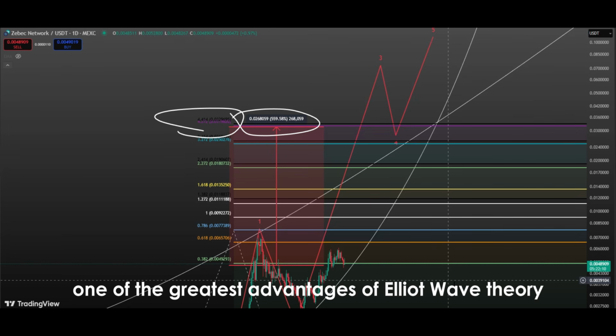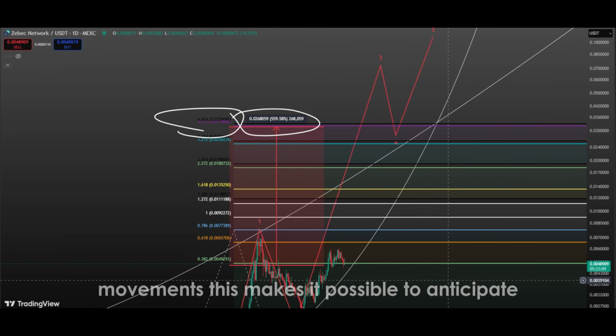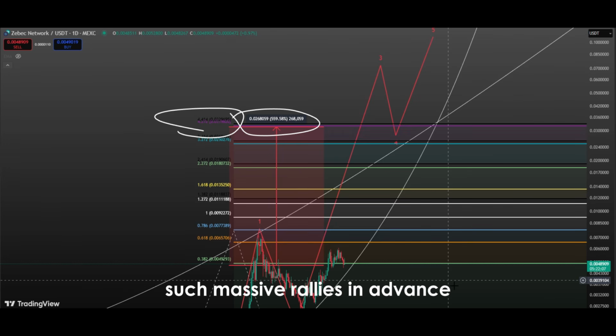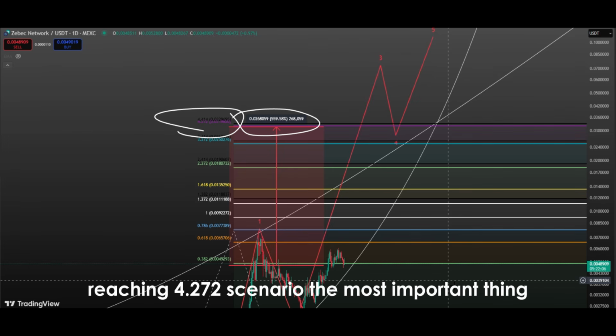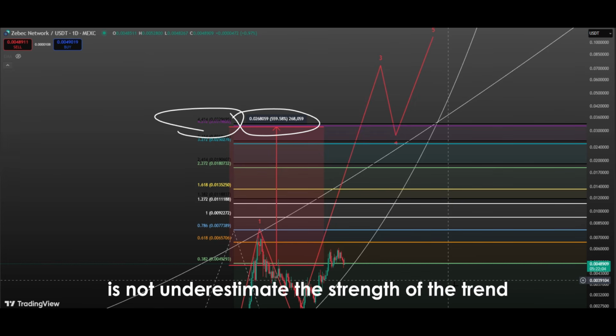One of the greatest advantages of Elliott wave theory is that it helps us understand the structure of price movements. This makes it possible to anticipate such massive rallies in advance and take the right positions. In the third wave of the third wave reaching 4.272 scenario, the most important thing investors should do is not underestimate the strength of the trend.